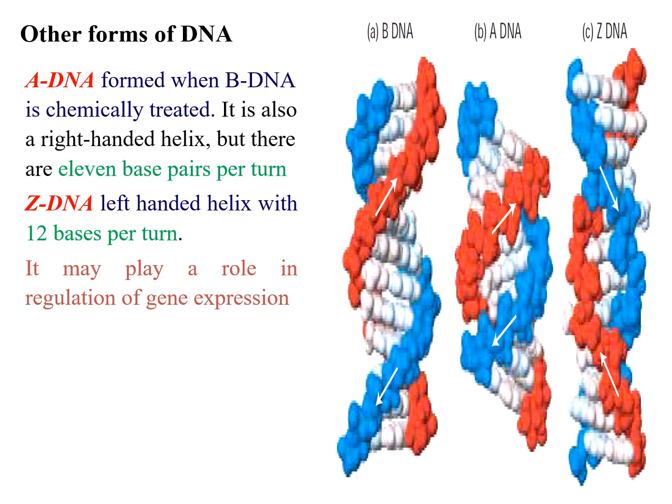This is a diagrammatic representation of B-DNA, A-DNA, and Z-DNA. A-DNA is formed when B-DNA is chemically treated. It is also a right-handed helix, but there are 11 base pairs here, and Z-DNA is a left-handed helix with 12 base pairs. It may play a role in the regulation of gene expression.